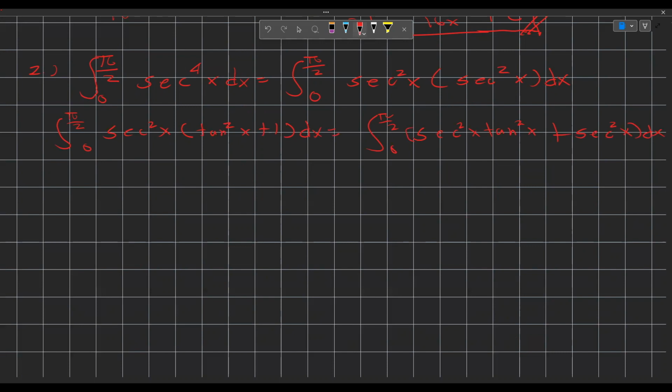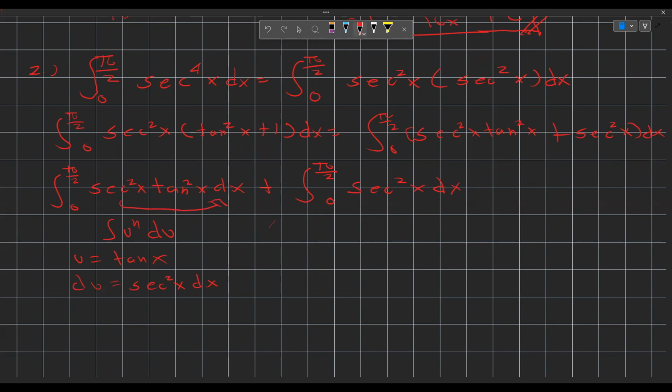We can separate these two terms now. So we have the integral from 0 to pi over 2 of secant squared x tangent squared x dx, plus the integral from 0 to pi over 2 of secant squared x dx. Now for the first term, we can actually use this formula, the integral of u raised to n du, in which our u is equal to tangent x, which means our du is equal to secant squared x dx, which is here.